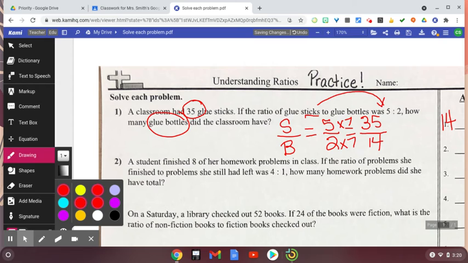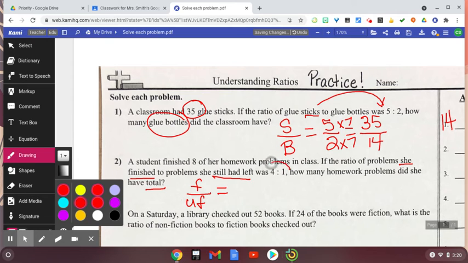Number 2, here is another way. A student finished 8 of her homework problems in class. If the ratio of problems she finished to problems she still had left was 4:1, how many homework problems did she have total? Now, the word total obviously means we're going to have to add something. So regardless, we're always going to start off with the two things we're comparing. So first of all, we're going to compare the ones that she finished to problems she still had left. So I'm going to use F for finished and then UF for unfinished. It doesn't matter what abbreviations you use, but that's what I'm just going to use for this example here.